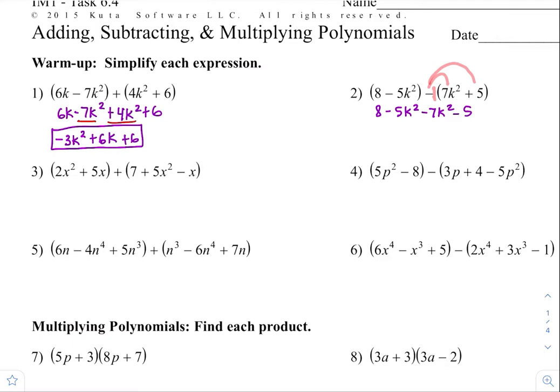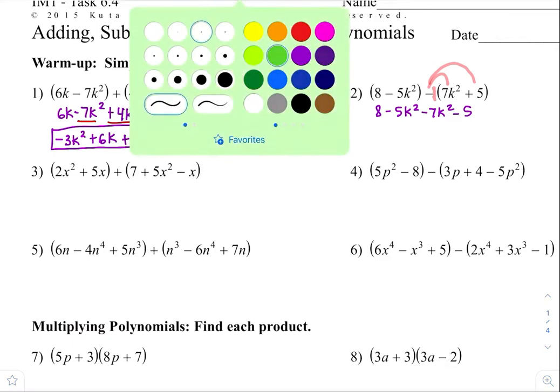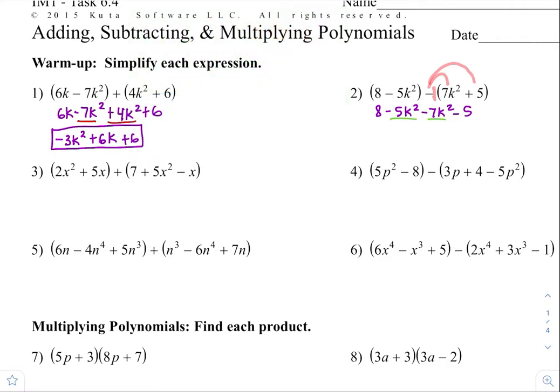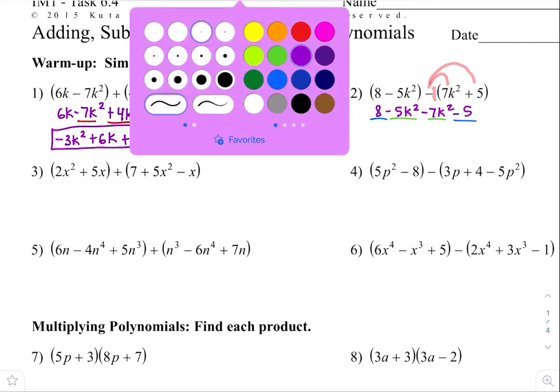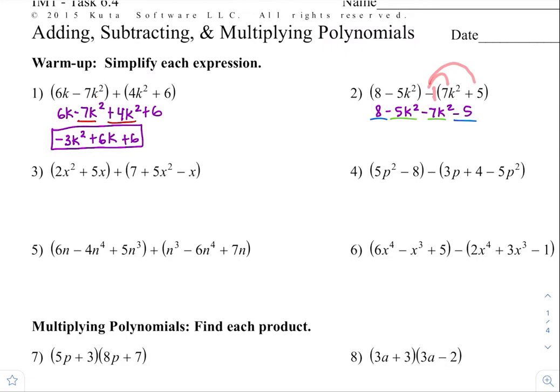And then combine like terms. If you look at the green, we're going for the highest degrees first, so negative 5 minus 7 is negative 12k to the second. 8 minus 5 is positive 3.